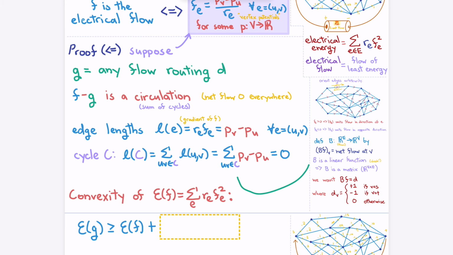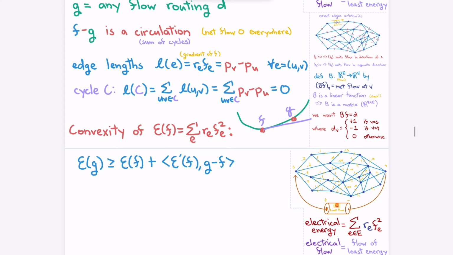So what does a convex function look like? If this is F and this is G, this is the value of F, and then I interpolate along the gradient, right? It'll always be underneath the curve. Okay, so that's the usual thing about convexity. But now what? We can substitute in. Our gradient is L, and G minus F we already discussed as a circulation.